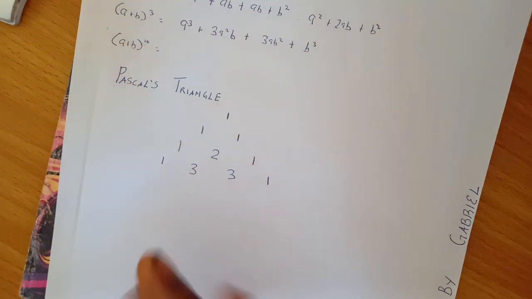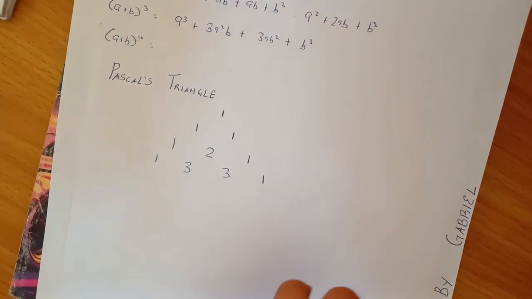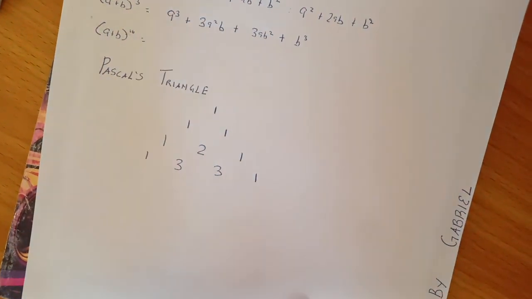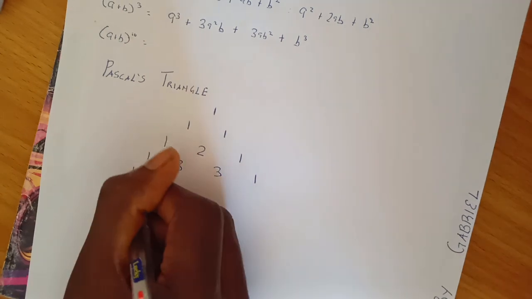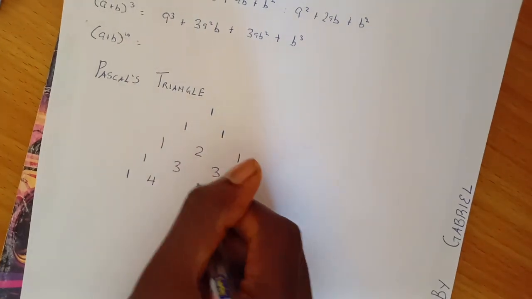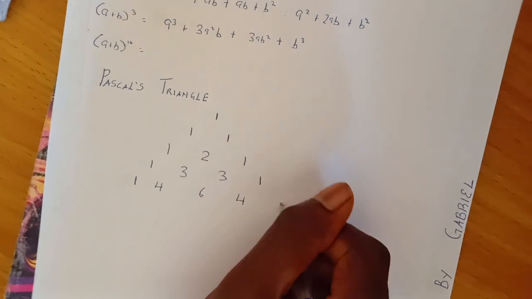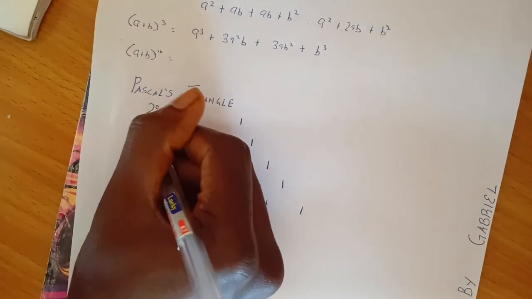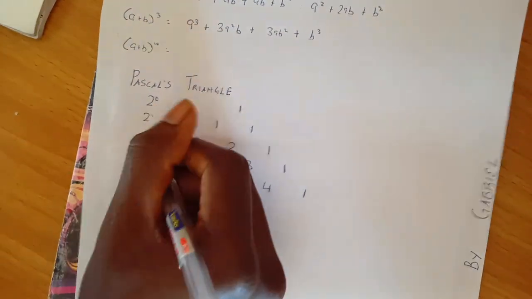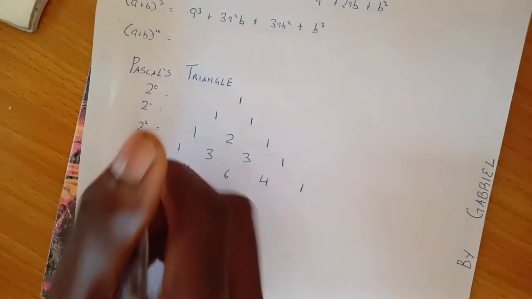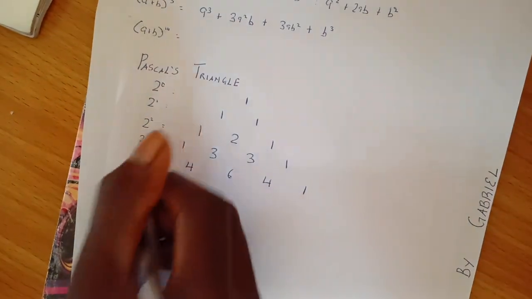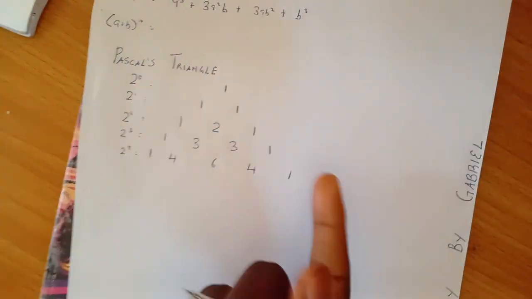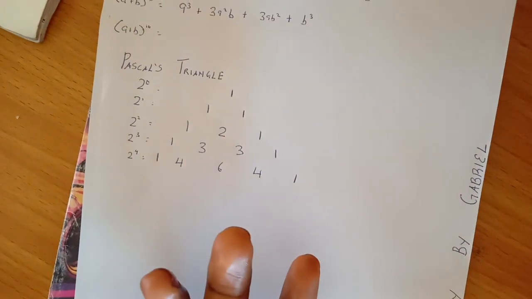Now we'll all be wondering, what is the purpose of this? What is the importance of this? Let's draft it out first before we talk about the importance. So we have 1 4 6 4 1. Nice. 2 raised to the power of 0, 2 raised to the power of 1, 2 raised to the power of 2, 2 raised to the power of 3, and 2 raised to the power of 4. That means the addition of each row gives you a power of 2.